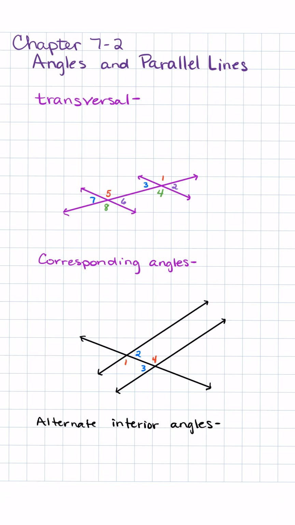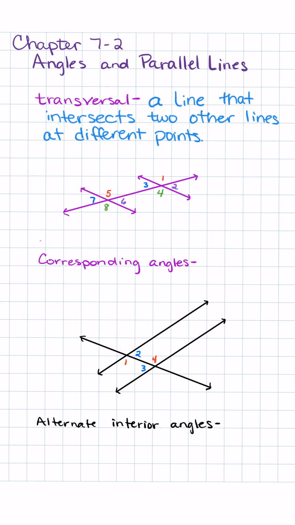Class, today we're looking at Chapter 7, Lesson 2, Angles and Parallel Lines. Carpenters must know about angles and parallel lines in order to make correct measurements and cuts. A line that intersects two other lines at different points is a transversal. Let's write that down.